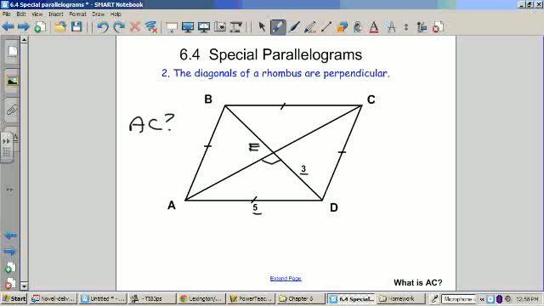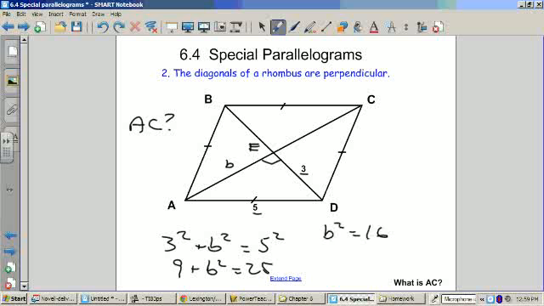Hopefully you recognize this as a 3, 4, 5 triangle, but if not, we could still do the Pythagorean theorem. I would call this side b: 3 squared plus b squared is equal to 5 squared. 9 plus b squared is equal to 25. Subtracting 9 from both sides, b squared is equal to 16. Taking the square root of both sides, b is equal to plus or minus the square root of 16. I don't need negative numbers when I'm talking about distances. The square root of 16 is 4. And so b is equal to 4. AE is equal to 4.